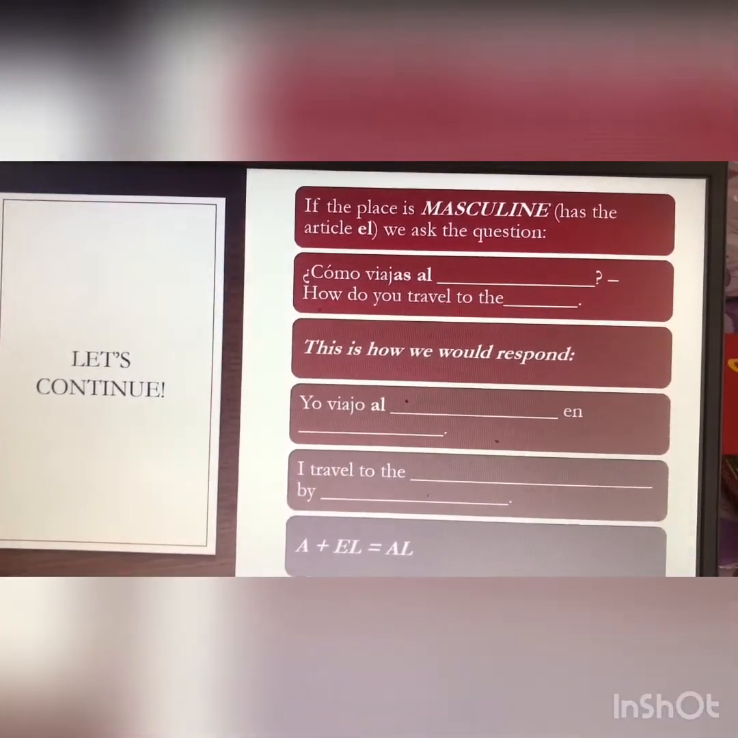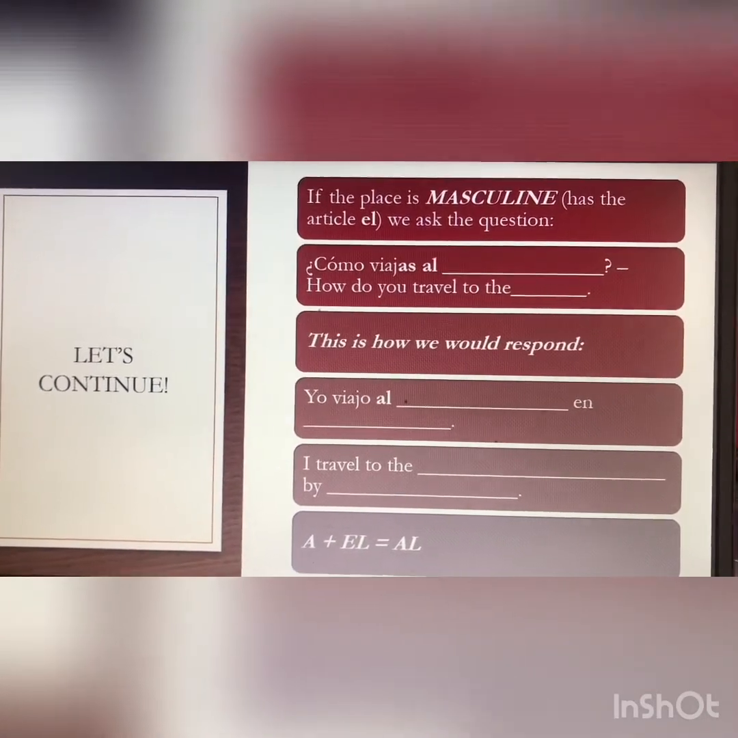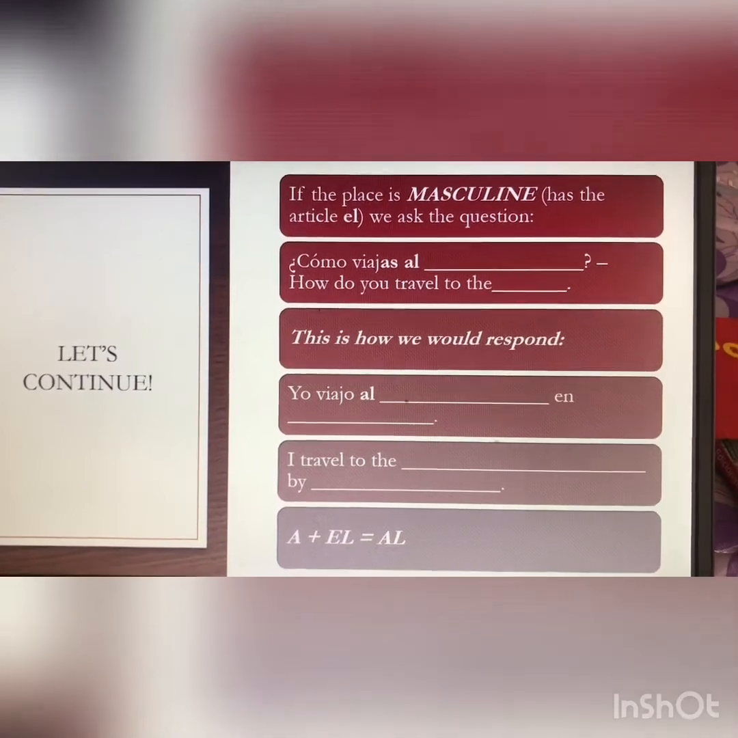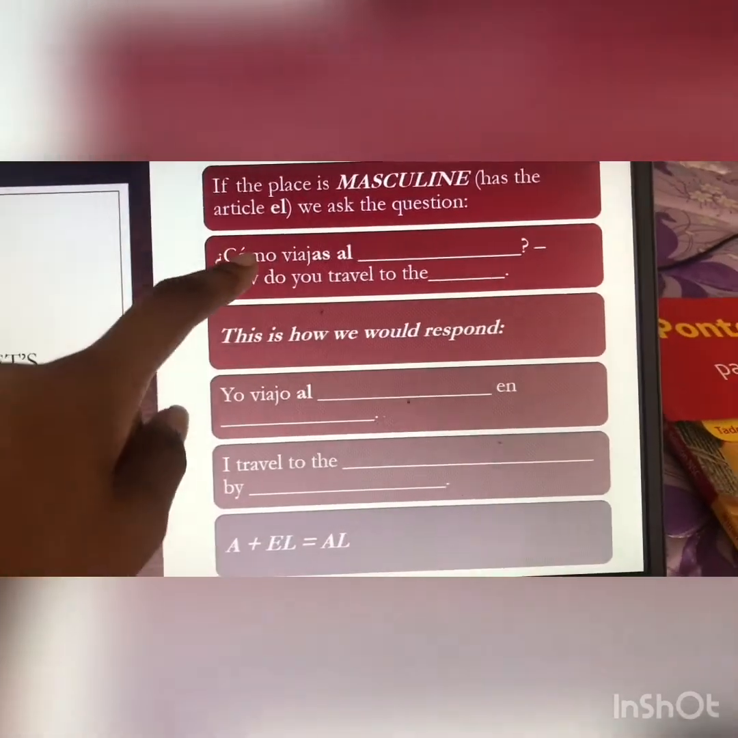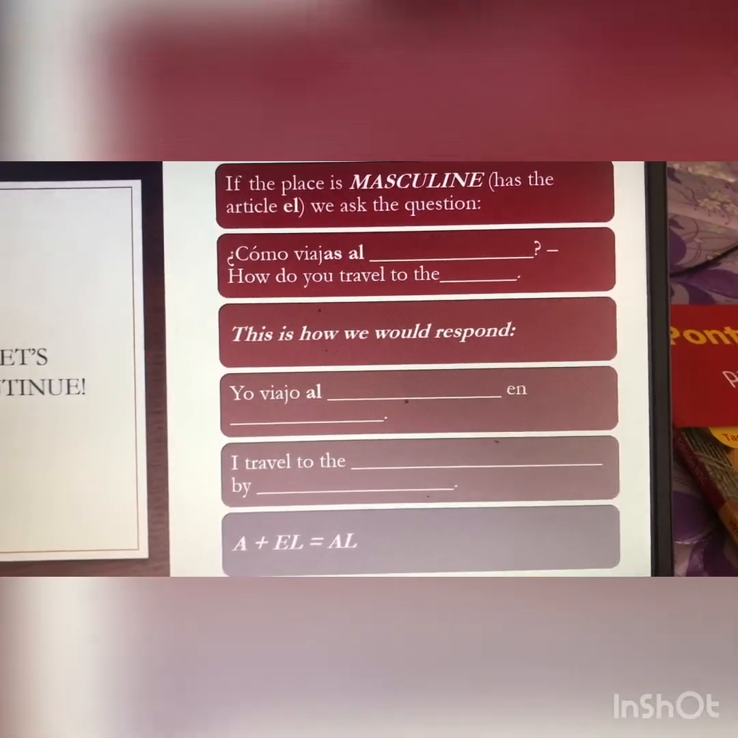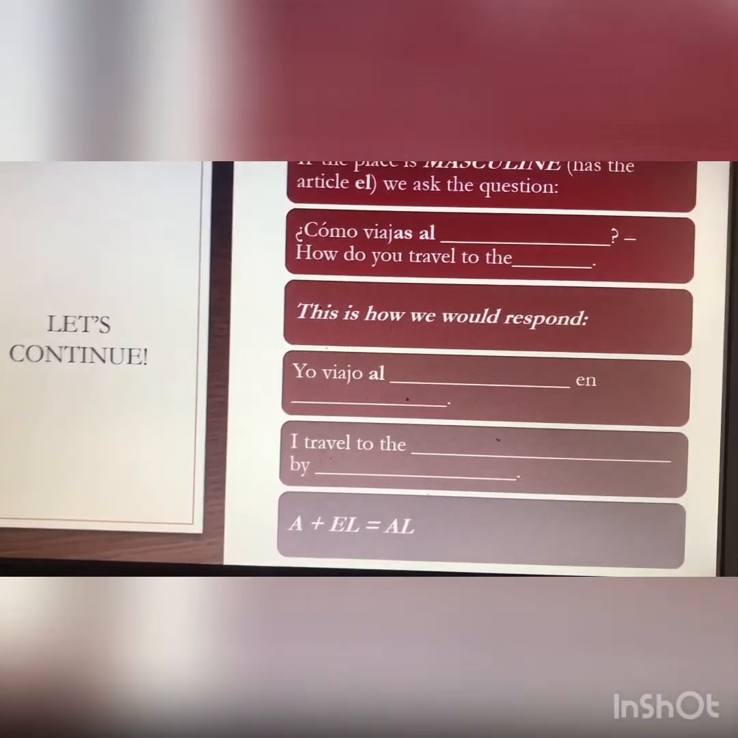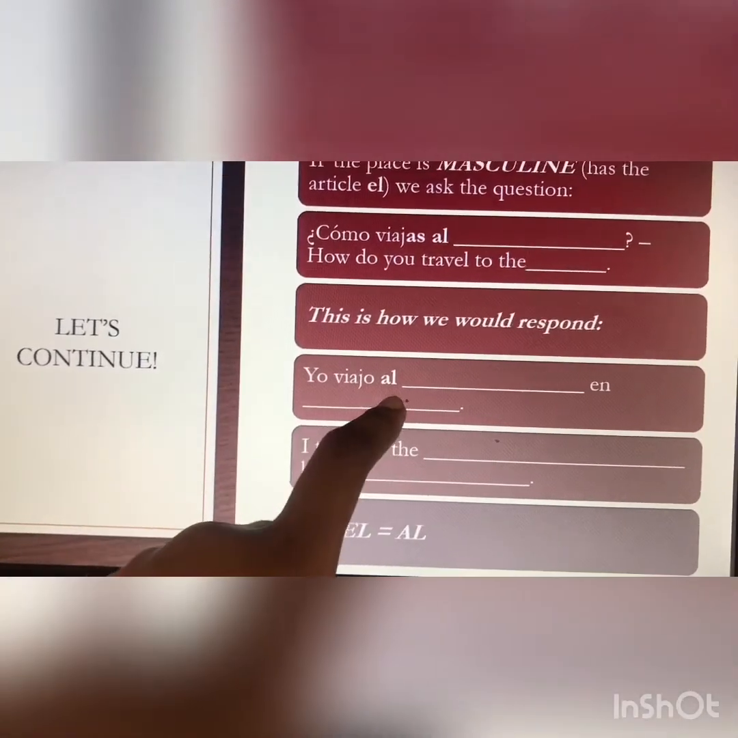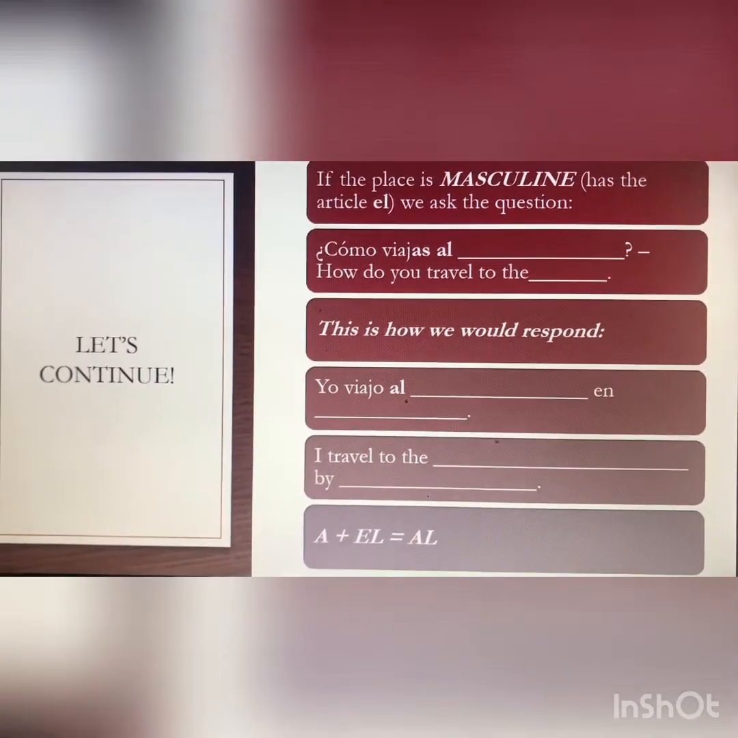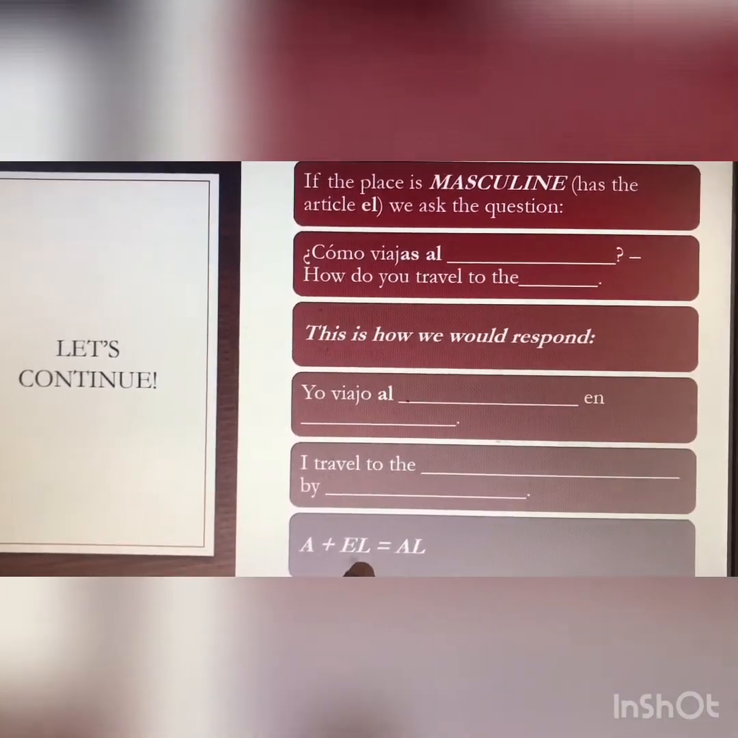Now, let's continue. If the place is masculine, meaning that it has the article el, we ask the question, ¿cómo viajas al? Meaning, how do you travel to the, and then you would put the place. Now, para responder, to respond, you will simply say, yo viajo al, the place, by, then you put the mode of transportation. But how did we get the al? Remember, a plus el gives us an al.